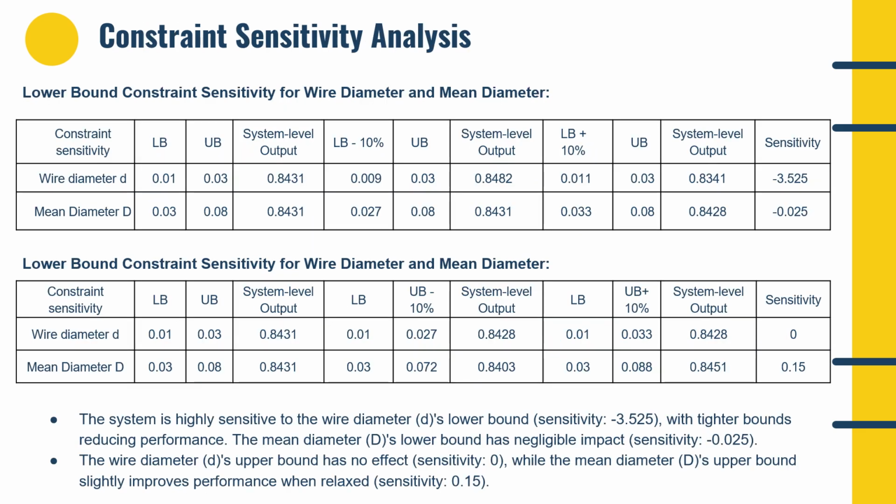In this slide, we'll look into constraint sensitivity analysis. This analysis shows that the system is highly sensitive to the lower bound of the wire diameter, with a sensitivity of -3.5 to 5, meaning tighter bounds reduce performance. The mean diameter's lower bound has minimal impact and the wire diameter's upper bound has no effect. Relaxing the mean diameter's upper bound slightly improves the performance. Overall, wire diameter constraints are the most critical to the system's performance.